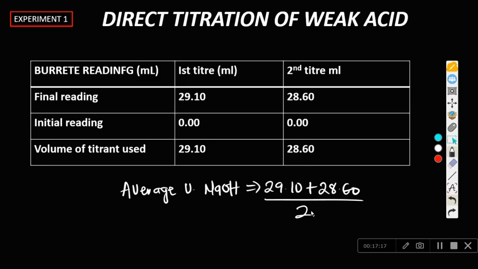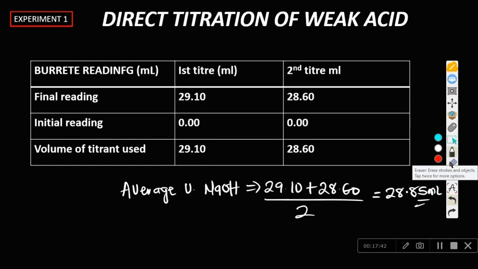First titer, 29.10 plus 28.60 divided by 2. This will give us 28.85 ml. So it means the average volume of sodium hydroxide used, which is your titer value, is what? 28.85 ml. Is that okay?